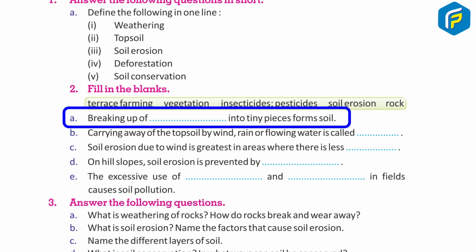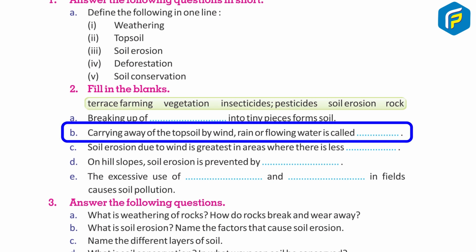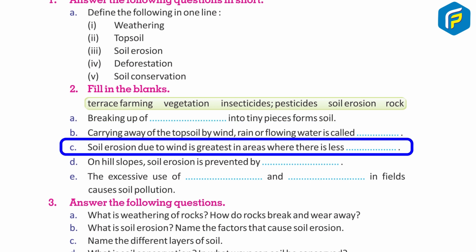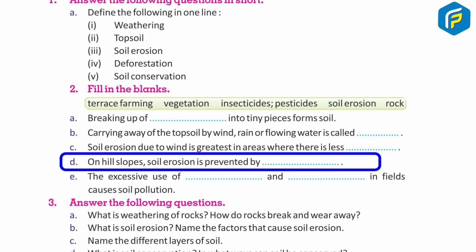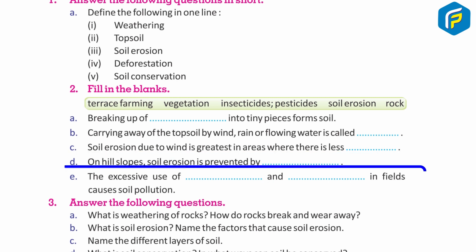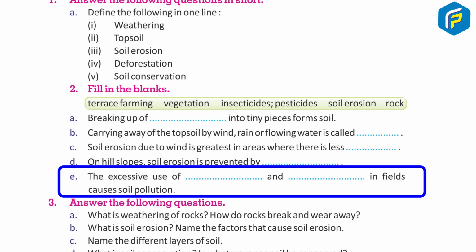2. Fill in the blanks. A. Breaking up of dash into tiny pieces forms soils. B. Carrying away of the topsoil by wind, rain, or flowing water is called dash. C. Soil erosion due to wind is greatest in areas where there is less dash. D. On hill slopes, soil erosion is prevented by dash. E. Excessive use of dash in fields causes soil pollution.